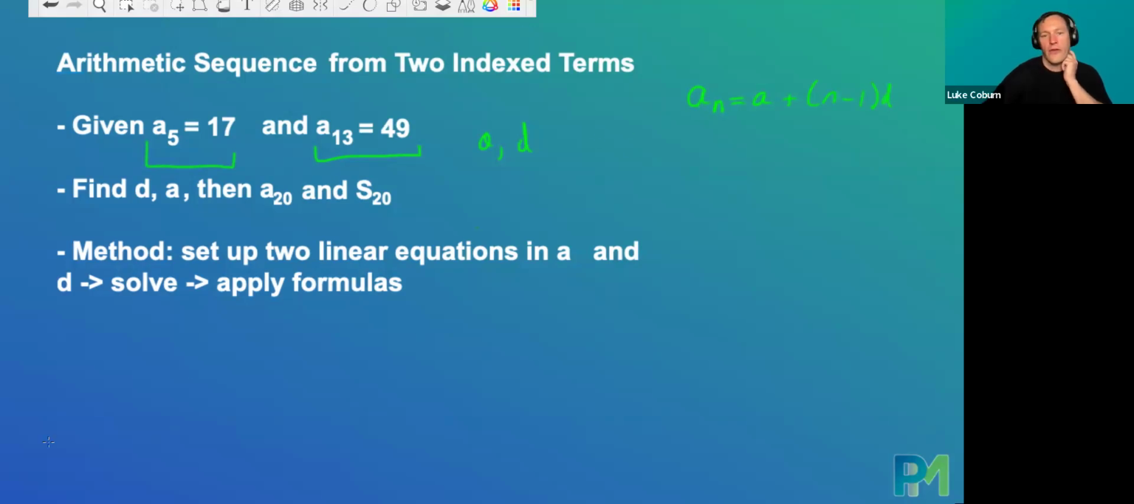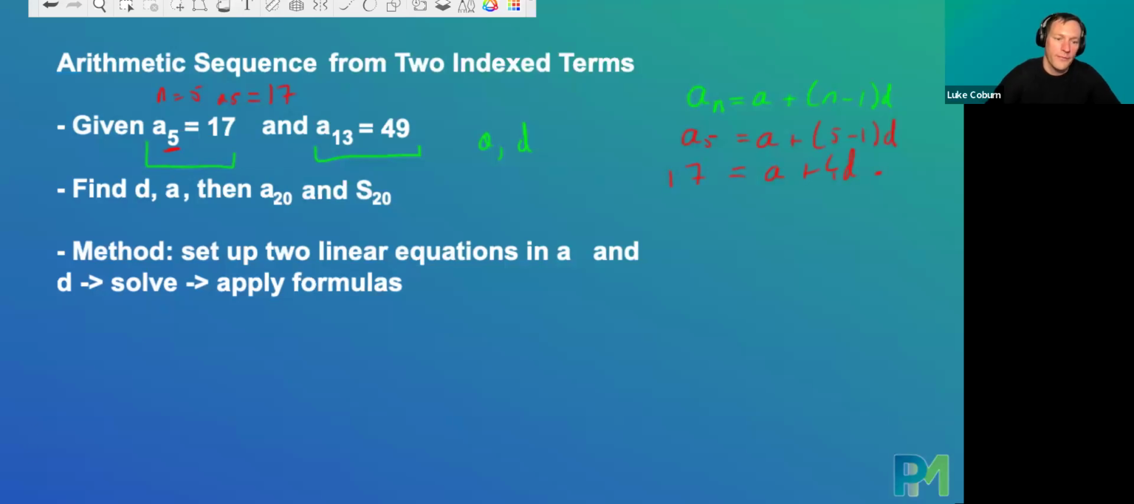Okay, so what they're saying with this first one is that N is equal to 5 and A5 is equal to 17. Sorry, I messed that up completely. Let me write that again. So over here, this would be A5, right? So A5 is equal to A plus 5 minus 1 times D. And then that's 17 is equal to A plus 4D. And we're going to stop there.